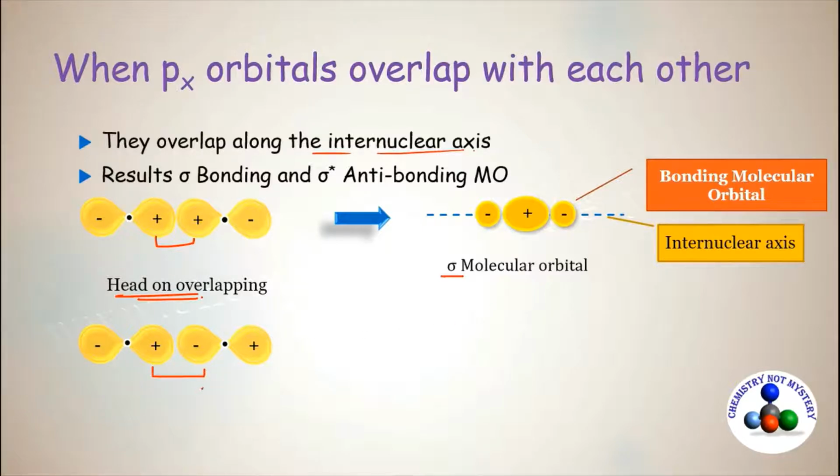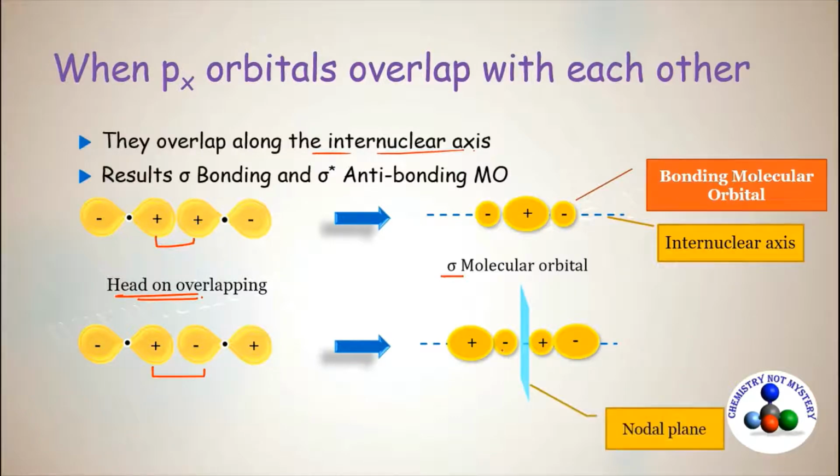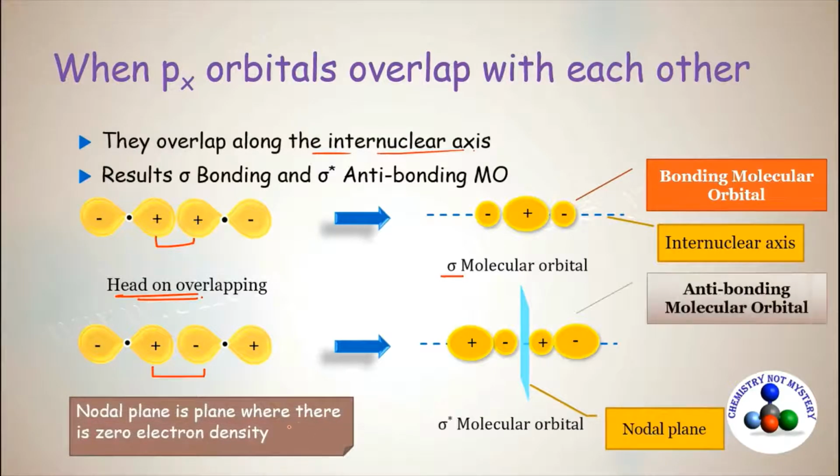If they are facing opposite sign to each other, they result in the formation of antibonding molecular orbital, and there will be no electron density present between two nuclei. And this is the nodal plane. Nodal plane is the plane where there is zero electron density. And this molecular orbital is known as sigma star molecular orbital.